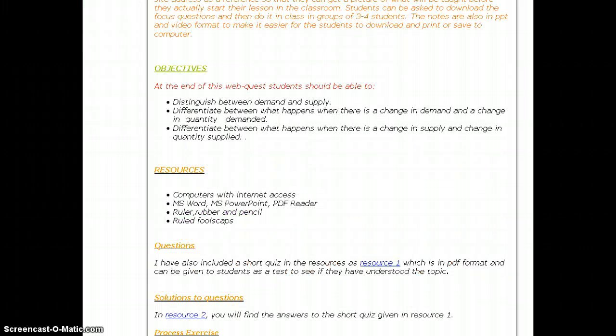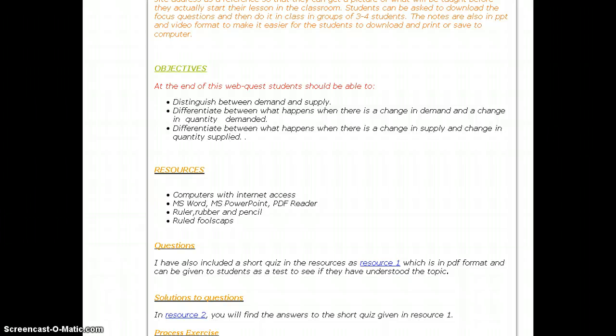Now let us look at the objectives. At the end of this Webquest, students should be able to distinguish between demand and supply, differentiate between what happens when there is a change in demand and a change in quantity demanded, and differentiate between what happens when there is a change in supply and change in quantity supplied.